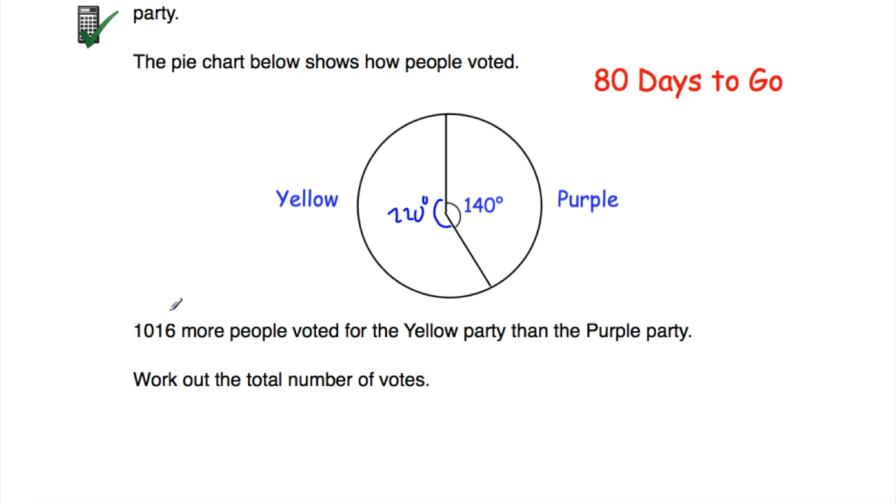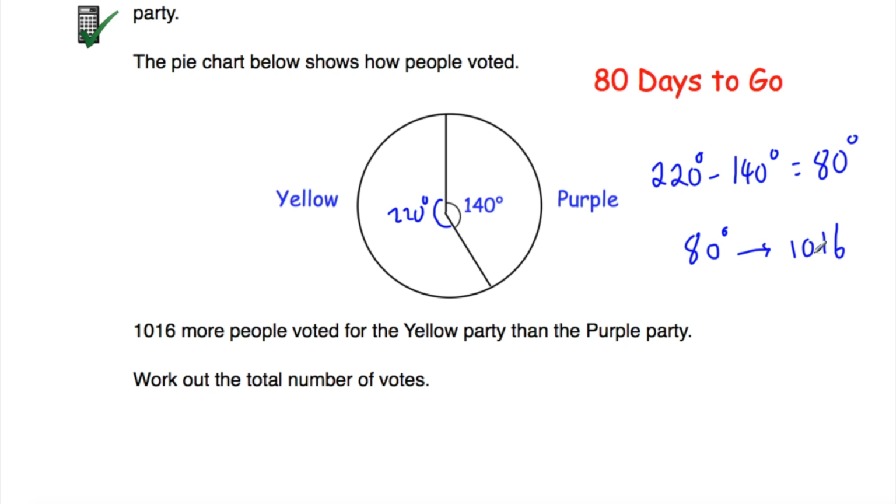Now we know 1,016 more people voted for the yellow party than the purple party, so that means that the difference between them would be 1,016. So I'm going to take the degrees away from each other. I'm going to do 220 subtract 140 degrees, and that would be equal to 80 degrees. So that means that 80 degrees, the difference between them would be 1,016 people in terms of this pie chart. So 80 degrees represents 1,016 people.